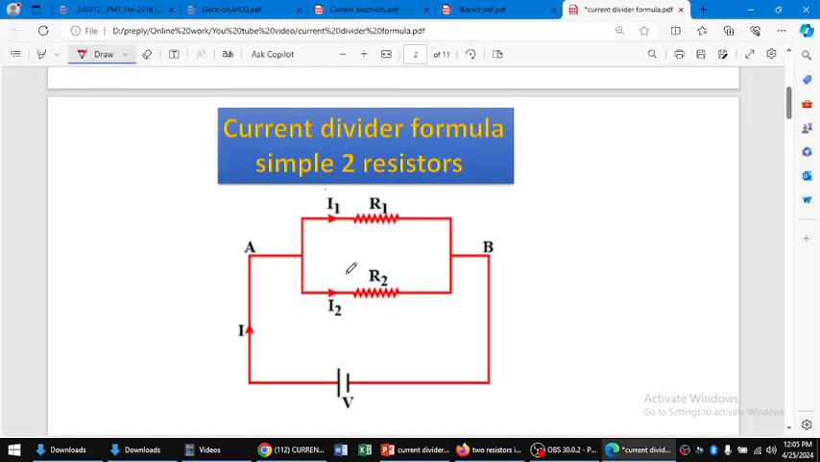Hello dear students. Okay, so this is the current divider formula. In this video I'm going to explain the current divider formula.